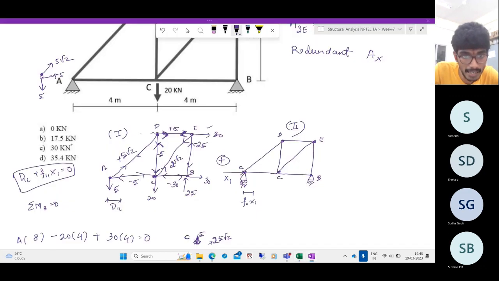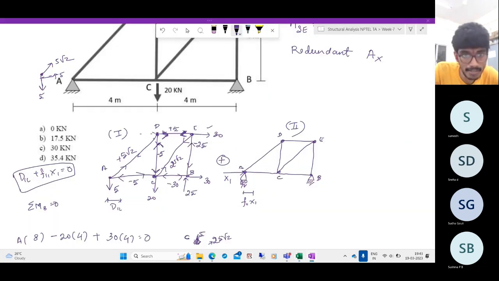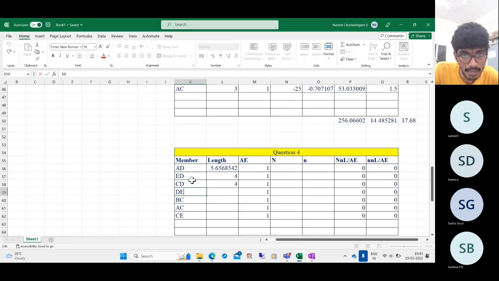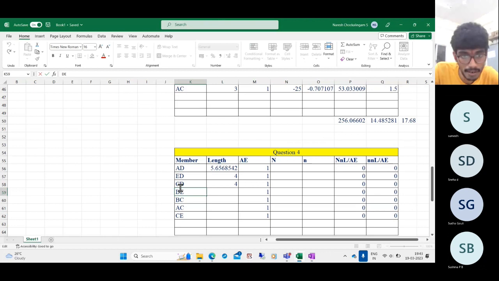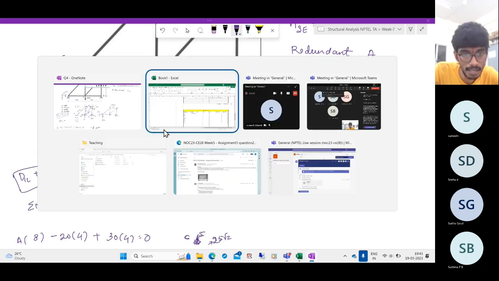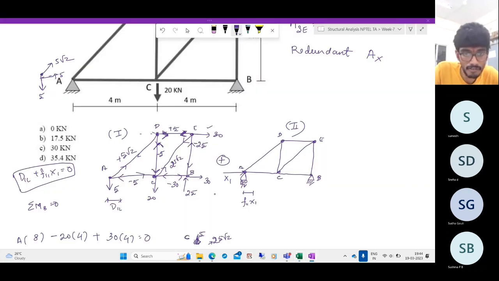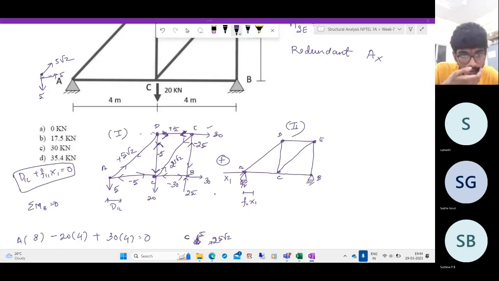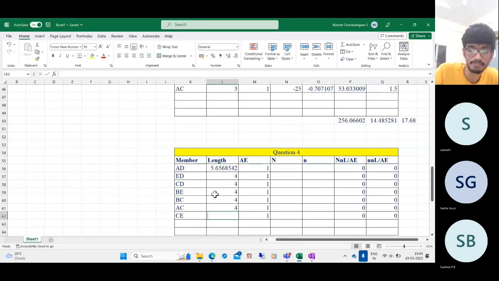Oh, wait a minute. We can't have a DE again. So 1, 2, 3, 4, 5, 6, 7. It's not DE. It should be AD, CD, AD is fine. BC, AC, CE. BC is 4. AC is 4. And CE is 4 root 2.